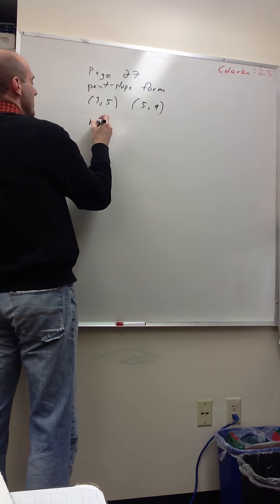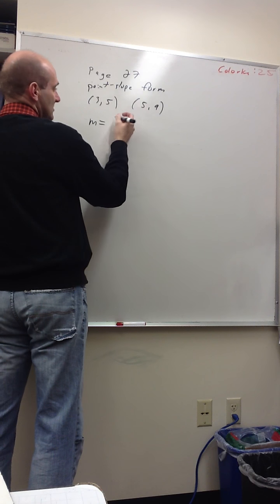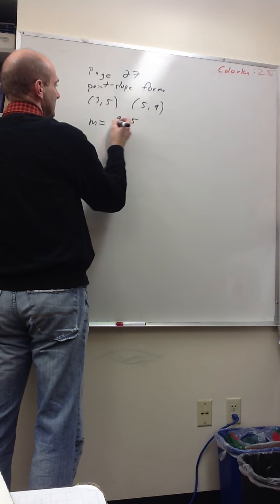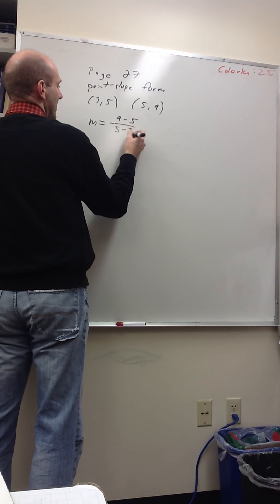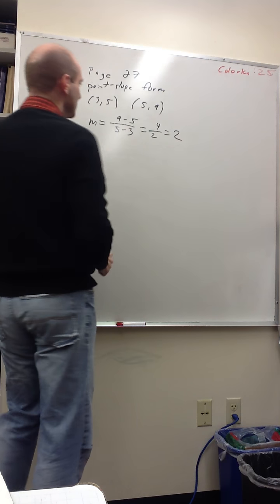I'm pretty sure you all know how to find the slope between these, and the slope is going to be the change in y over the change in x. I can say 9 minus 5 over 5 minus 3. 9 minus 5 is 4, 5 minus 3 is 2, so the slope is 2.